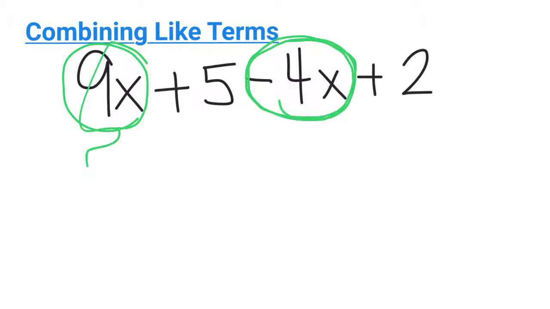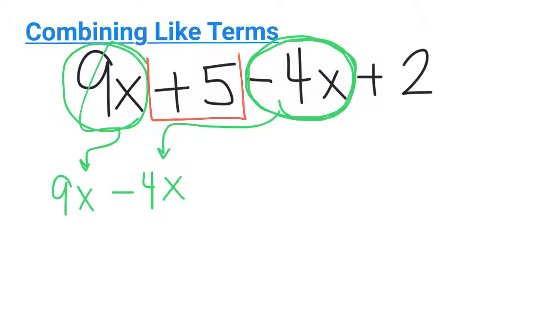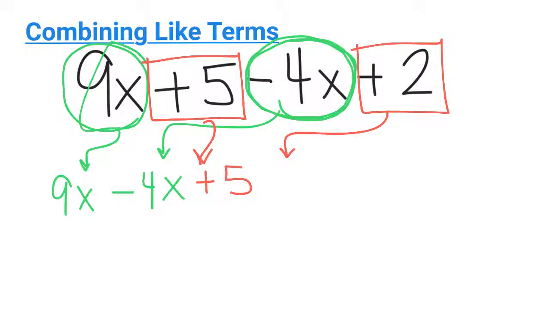I'm now going to rewrite 9x minus 4x. And I've already used those because they're circled, so I don't need to worry about them again. Now I'm going to look and focus on my plus 5 and my plus 2 because those are both whole numbers. And I'm going to go ahead and add them onto the end of my expression that I have set up so far. And now I can combine whatever's in green.